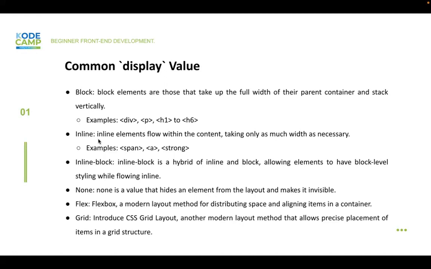While inline elements flow within the content, taking only as much width as necessary. So that's what inline does. When you give an element a display property of inline, it allows another item to come to that row. For example, if you have a P and then you give it inline, another P that by default is supposed to go to the next line is going to come to that same line. They're going to stay beside each other.